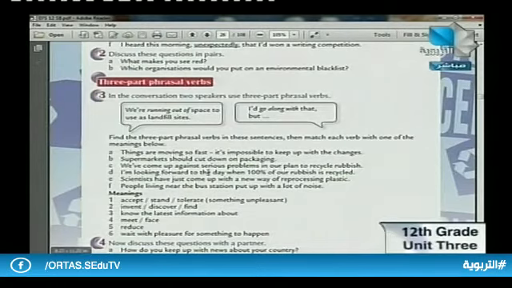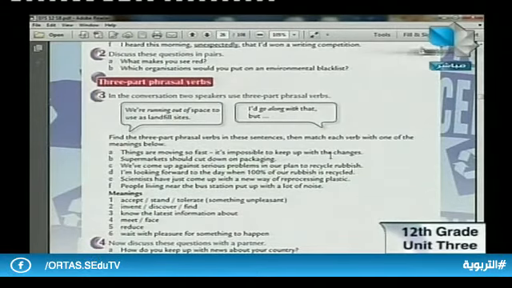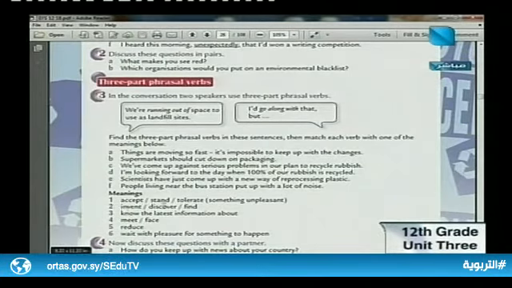Okay. Good. In the first exercise, number A, "Things are moving so fast, it's impossible to keep up with the changes." The phrasal verb, keep up with, goes to number 3, know the latest information about. So when we say you have to keep up with the changes, it means that you have to know the latest information about this thing. Keep up to date. Know the latest information about. Keep up to date, yes, thank you.